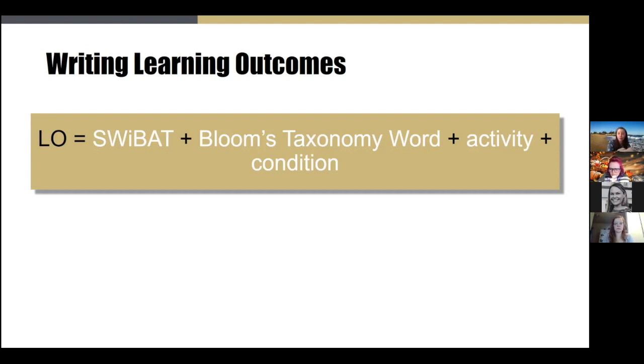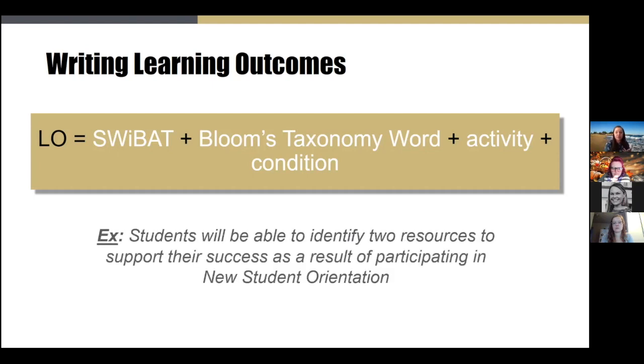Some people also start with the condition, which is usually as a result of participating in whatever the program experience or activity is. So an example, looking at new student orientation: students will be able to, our Bloom's taxonomy verb is identify, two resources to support their success is the activity, and our condition is as a result of participating in new student orientation. So that's one example.